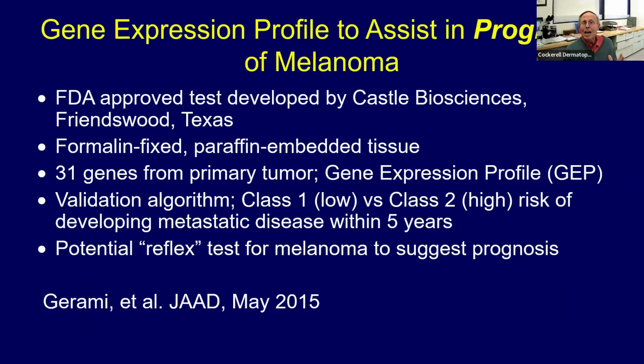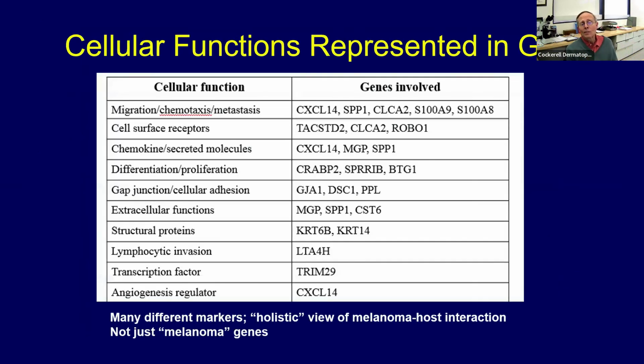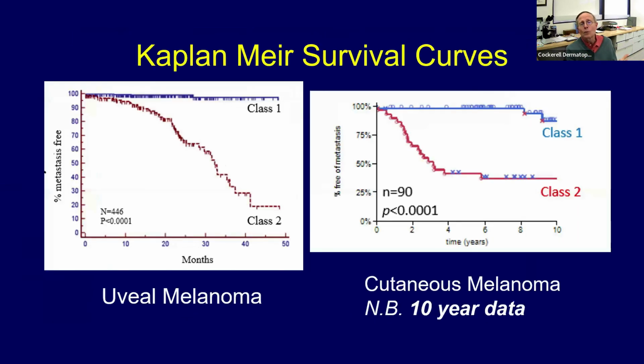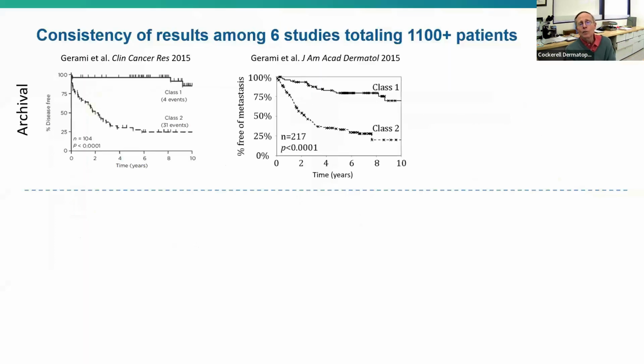You actually can now prognosticate using the Castle prognostication test. We find this to be a very useful test in our laboratory. Basically, this is looking at a lot of things other than melanoma genes. It kind of gives you a holistic view of the melanoma-host interaction. It's being used now routinely in uveal melanoma, and much more routinely now in cutaneous melanoma.